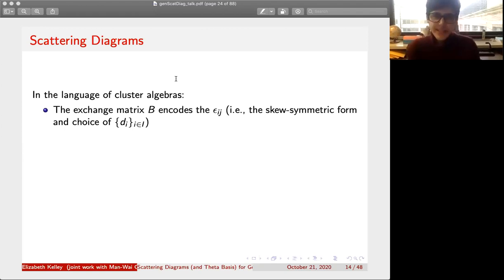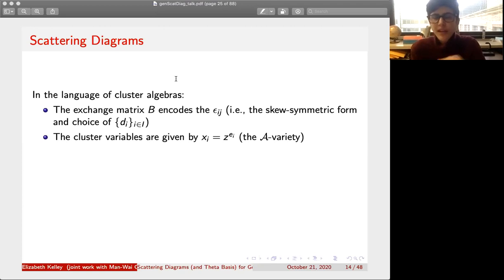So the exchange matrix that we're used to in the cluster algebra setting is encoding the skew symmetric form and the choice of integers for this scattering diagram. So those two things, you could also alternately think of them as encoding the exchange matrix information. Here, the cluster variables, as I mentioned, are showing up by taking the z variable and raising it to one of the basis vectors. So for example, here z10 is going to be x1 and z01 is going to be x2. And these are the A variety.